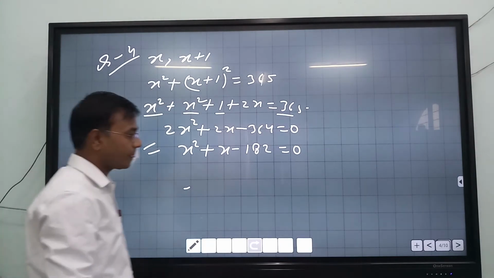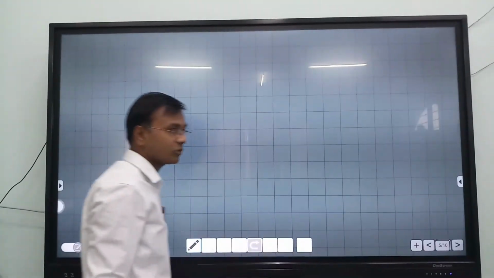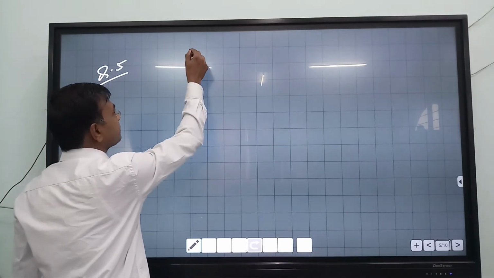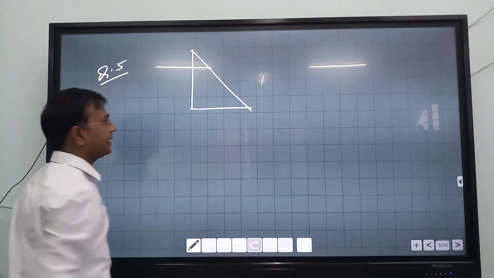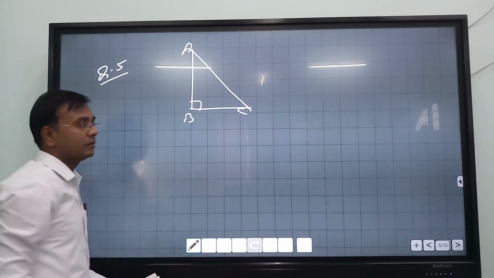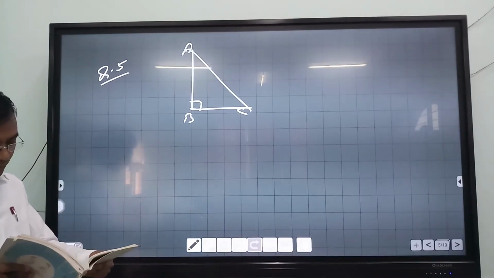Okay, now I am taking an important question, question number 5, related to a right angle triangle. Okay, so it is an important question asked in the board examination.